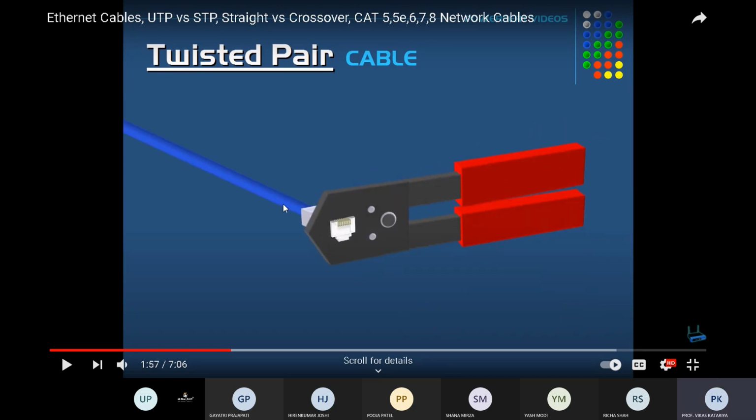Once you arrange the color combination, you have to use the crimping tool in order to crimp the RJ45 onto the cable. So this is the arrangement for how to connect the RJ45 in the crimping tool, and push it. It will make a click sound and your cable is prepared for Ethernet.